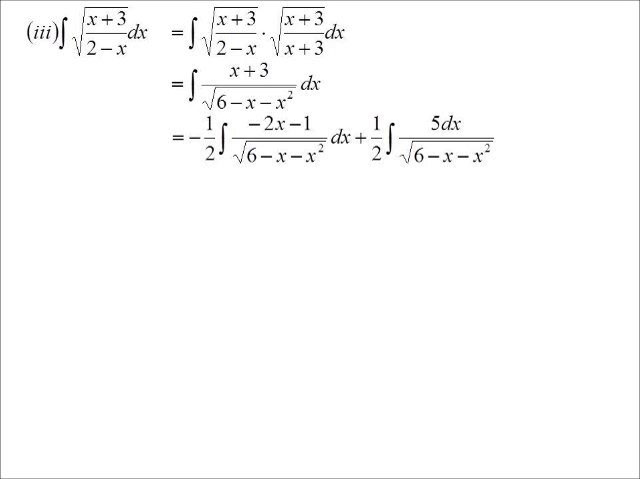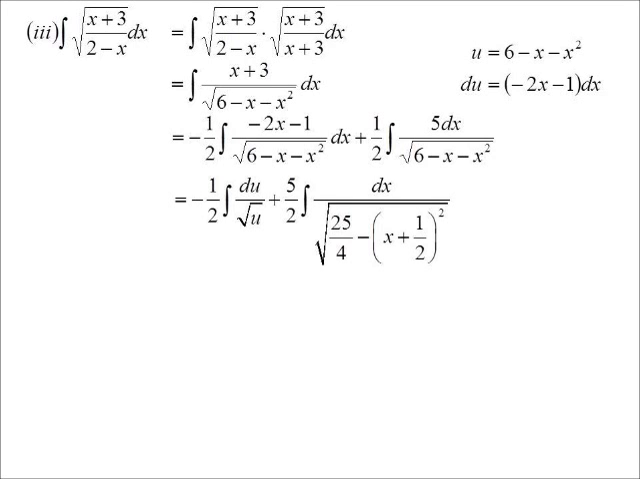All right, but again, look what we've ended up with. Du on root u. So I know that's going to be 2 root u. This is what I was saying before. Some of these integrals, if you just remember, can save you time. Because that's going to be 2 root u, cancels with the minus half. I'm just going to have minus the square root of 6 minus x squared.